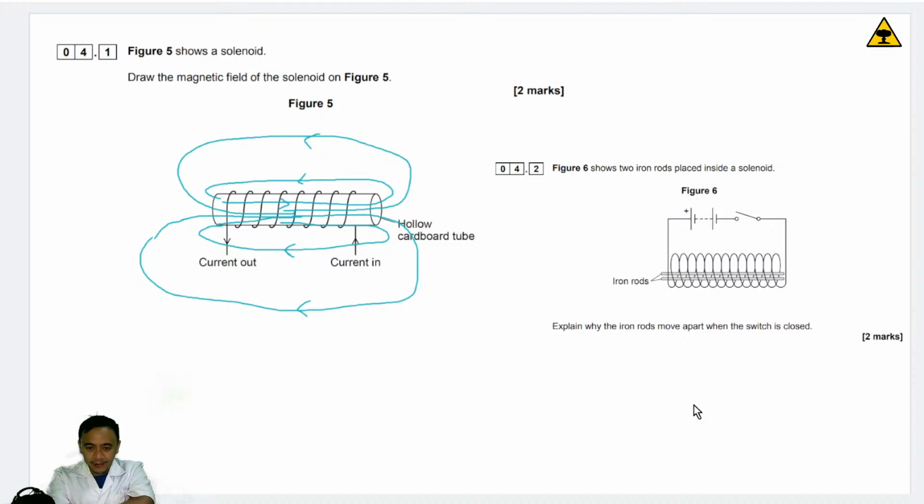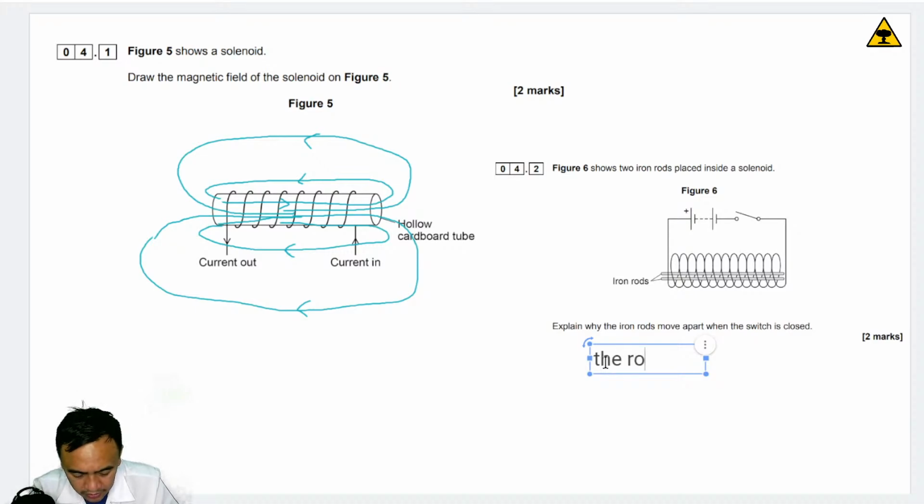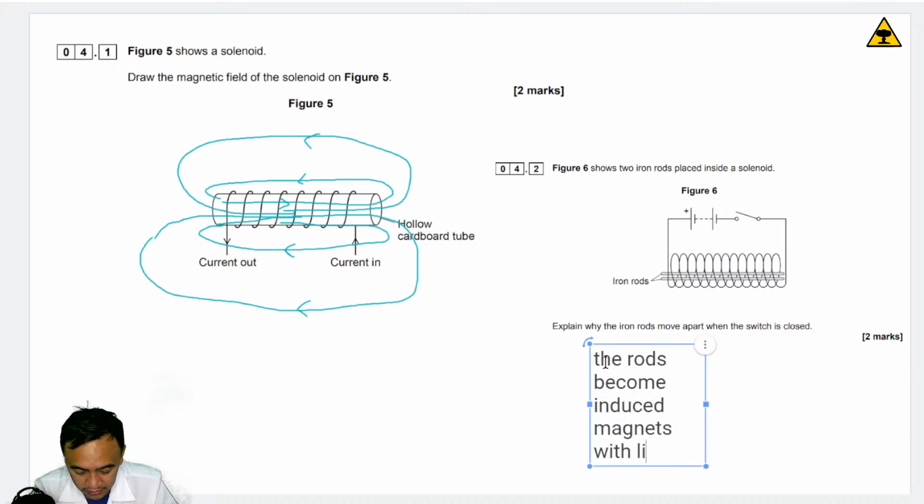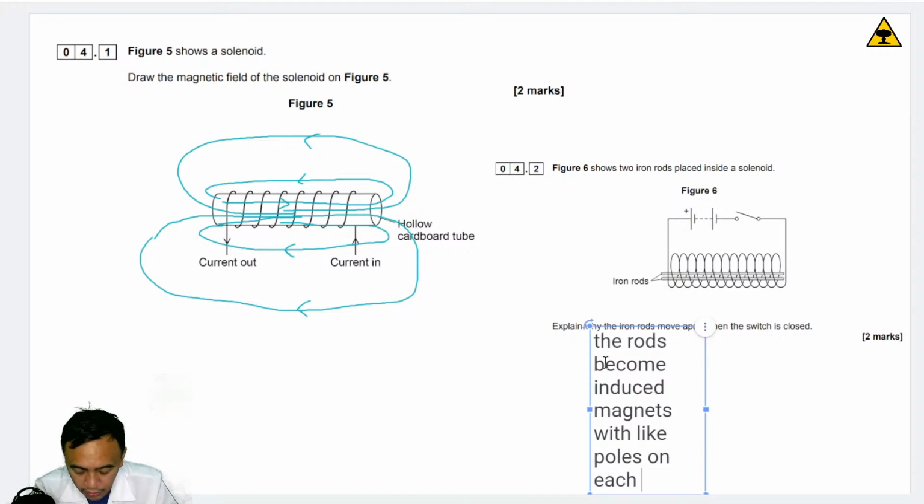So the rods become induced magnets. Okay, both of them become induced magnets, and then why, if they're both magnets, go ahead. At each end. Okay, they become induced magnets with like poles on each end. Yep. Okay, 2 marks.